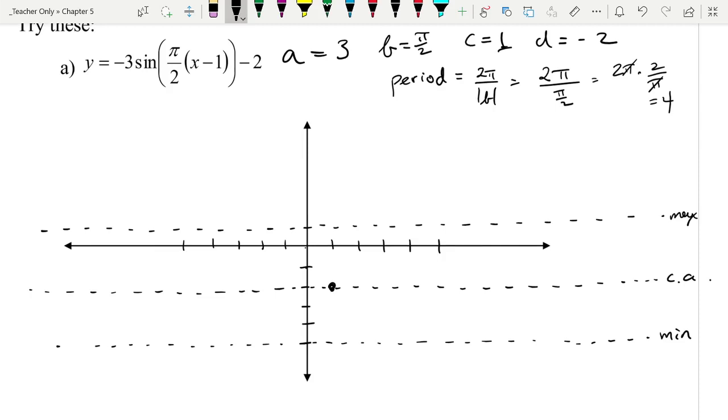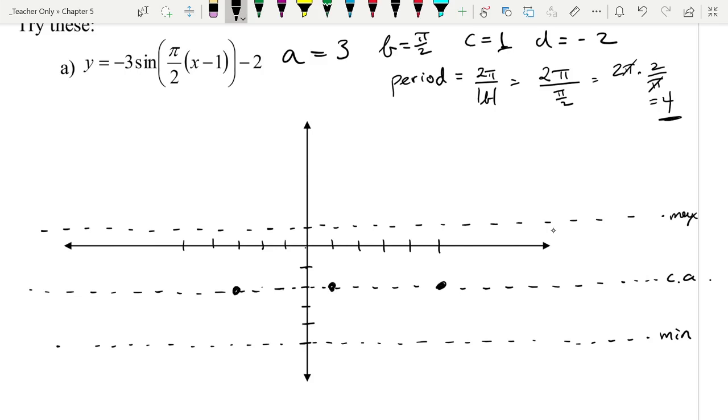So let's now make the rest of our 5 important points. What's the next important point? The end point. How do I find it? It's 4 units over. 1, 2, 3, 4. There we go. End point. Oh, and I could go this way too. 1, 2, 3, 4. There. There's 2 waves. I need to make an entire wave from here to here.